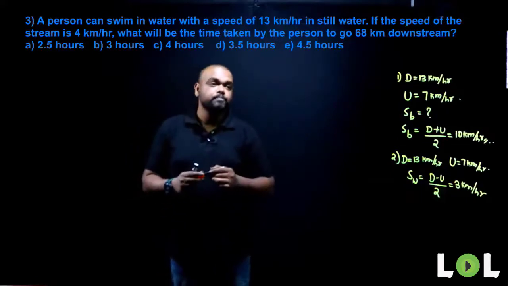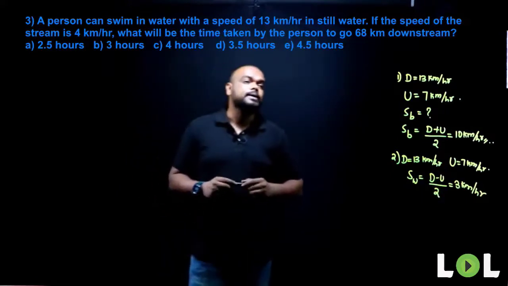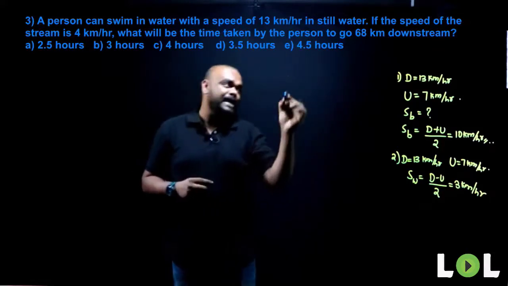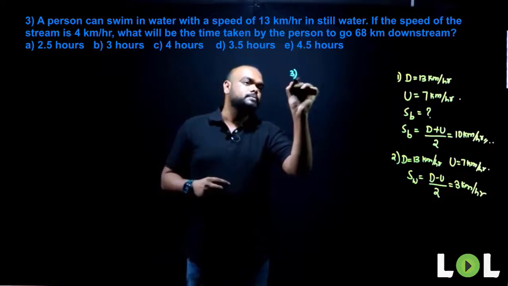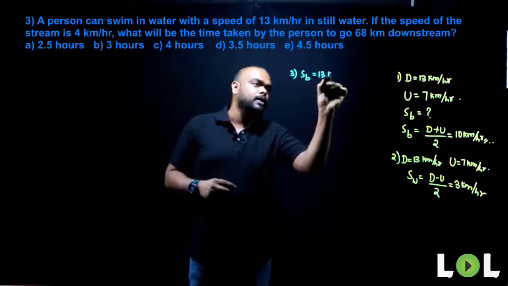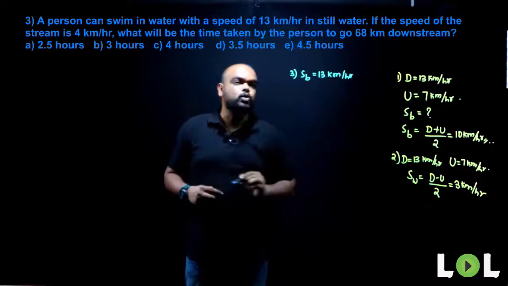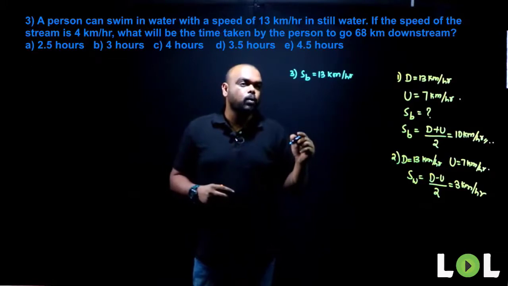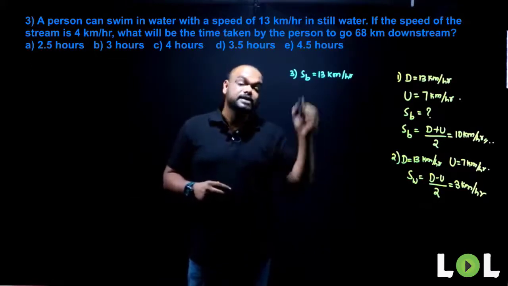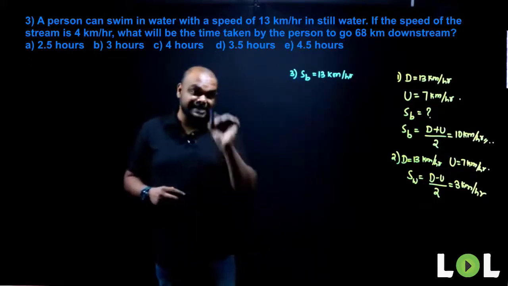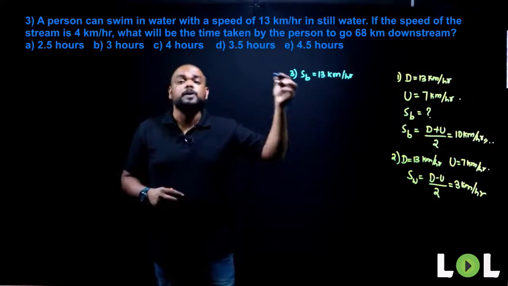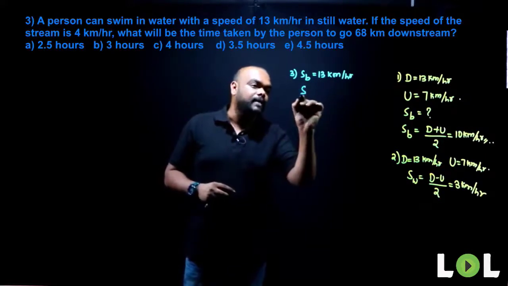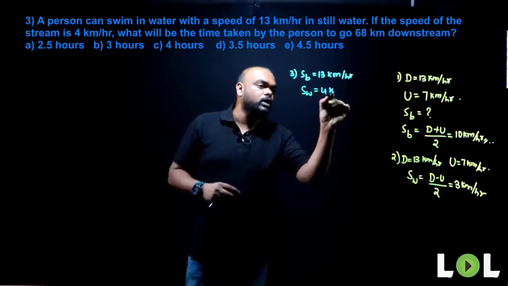Let us go with the third one. What do we have in the third? A person can swim in water with a speed of 13 kilometer per hour in still water. That is again SB, 13 kilometer per hour. Still water is being talked about. Speed of a person or speed of a boat, both are the same, people. It doesn't matter for us. Now if the speed of the stream is 4 kilometer per hour, that is SW is 4 kilometer per hour.